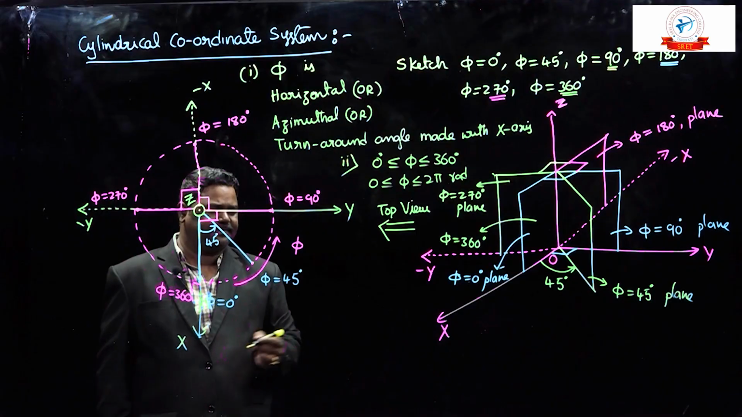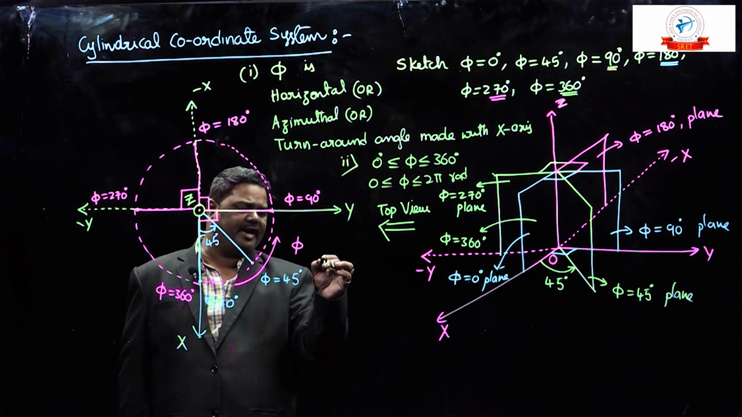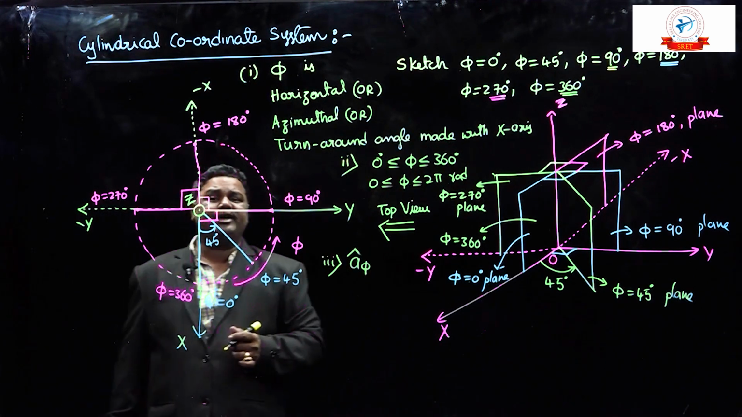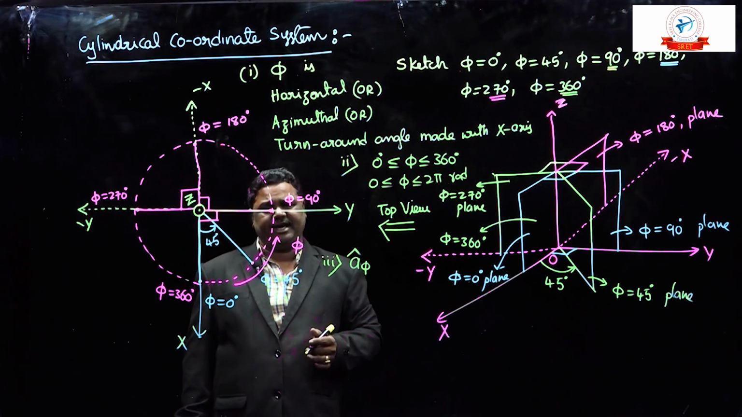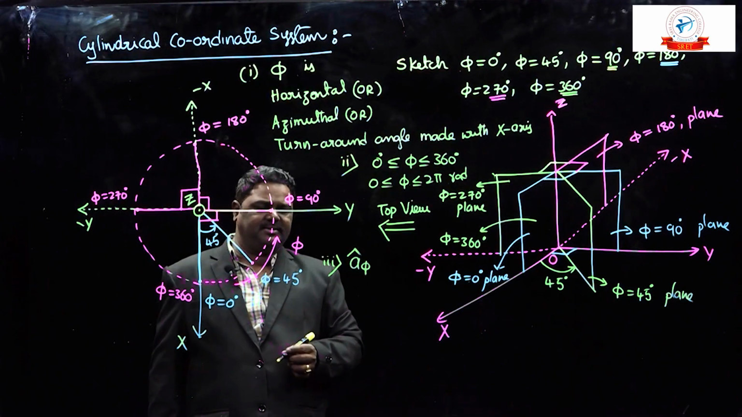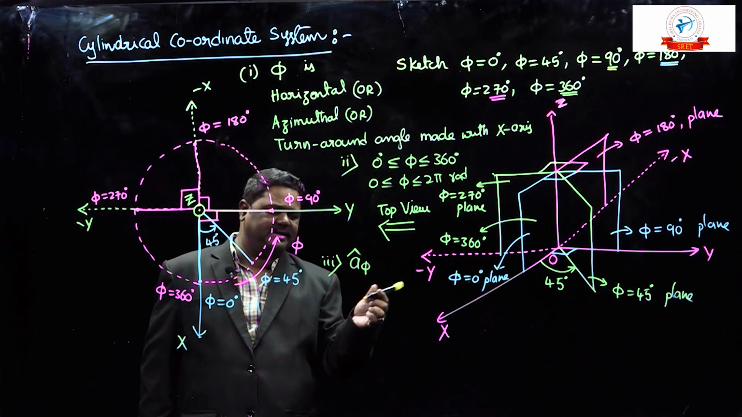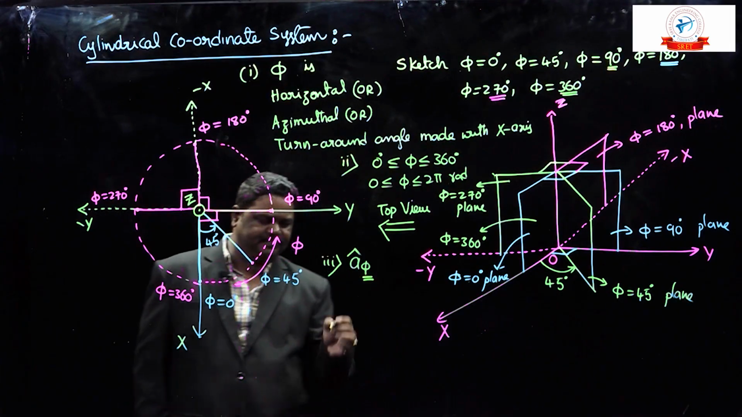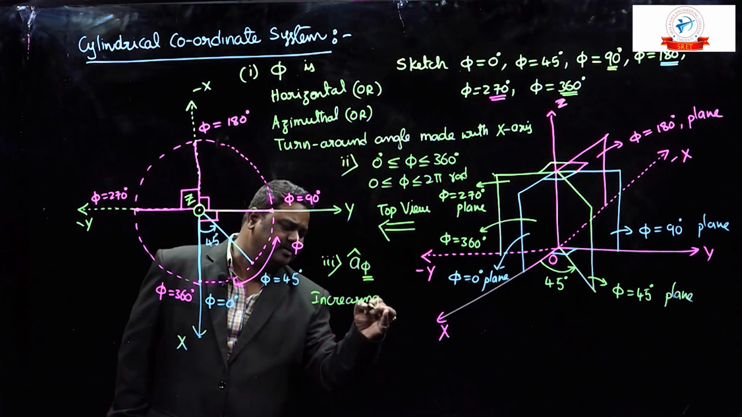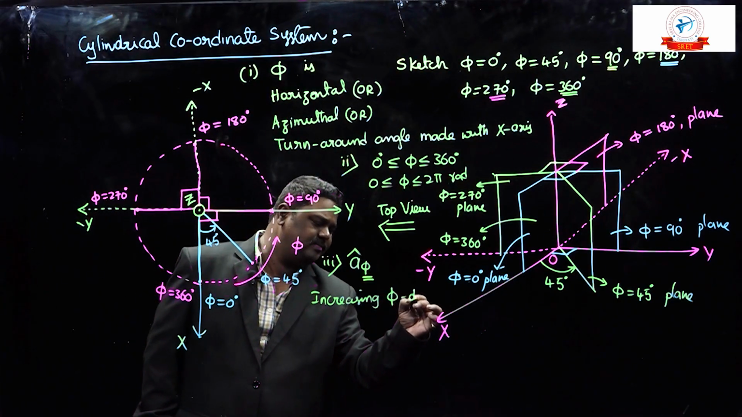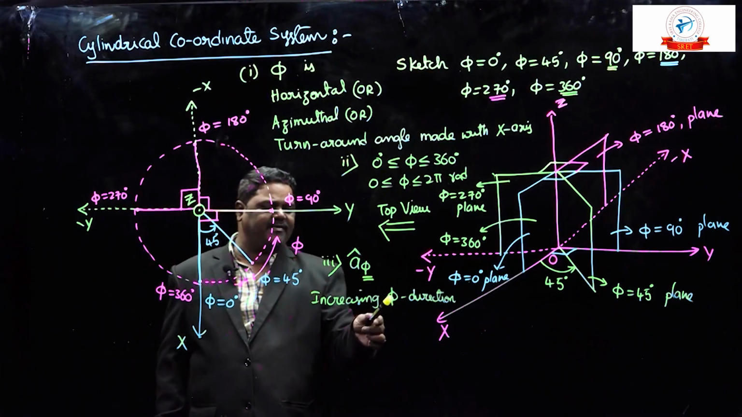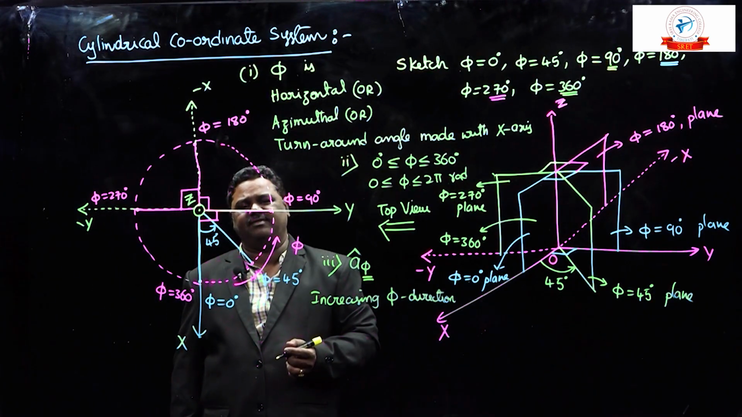Okay. Next one. Third one and very important one. A phi cap. Unit vector of phi. What is A phi cap indicates? Okay. Already we know how to analyze this direction. A phi cap indicates increasing phi direction. This is increasing phi direction. That means in which direction phi value increases, that is the direction of A phi cap.